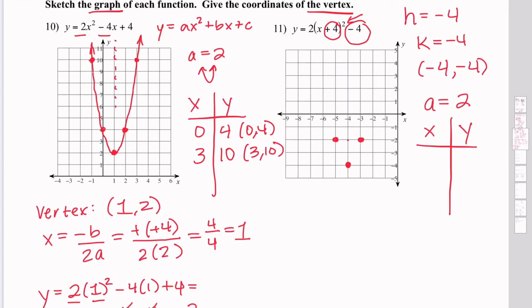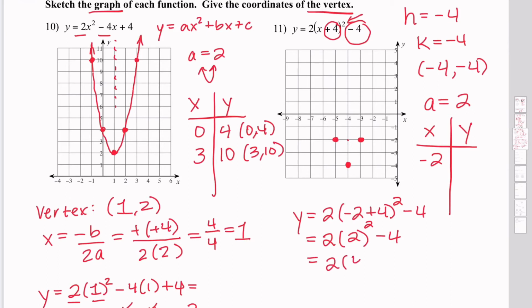Let's choose x to equal negative 2. Let's see what we get. So we're going to plug that into our equation. Negative 2 plus 4 squared minus 4, and simplify. We end up with 2 inside. So 2 times 2 squared is 4, minus 4. We end up with 8 minus 4, which is just 4. So one coordinate is going to be at negative 2, 4.